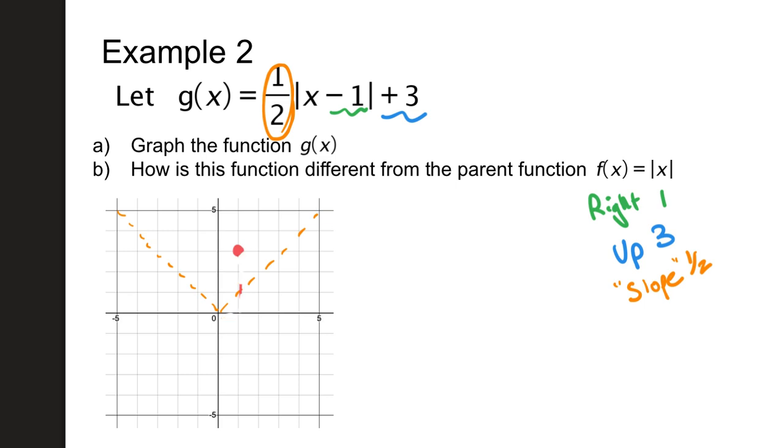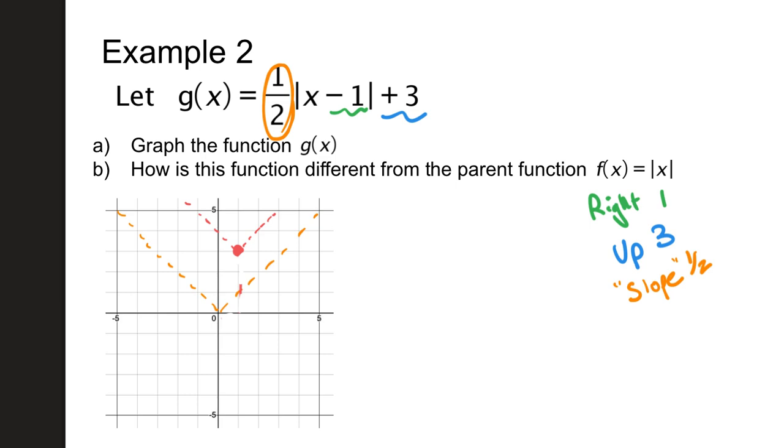Let me get rid of those lines. I don't want them to confuse us. So we moved to the right 1, we went up 3. Now let's talk about this slope in quotation marks of 1/2. What that means is if I had the normal parent function, without that 1/2, my graph would look like this. Right? But that's not what I have.